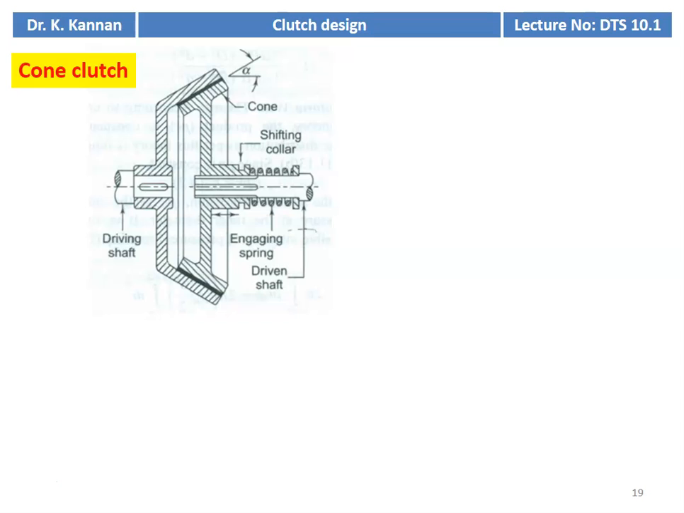Here we have the male and female parts of the cone. The driving shaft and driving member is the female piece, and the driven member is a cone, which is the male portion of the clutch. So again, it is very much similar. We have a shift spring force. We have to shift the cone backward to disengage the clutch, and we have the friction lining material on the contact surface. Here we have the engaging spring, and this is the driven shaft, which is moving in a slotted shaft, and alpha is the angle of the cone.